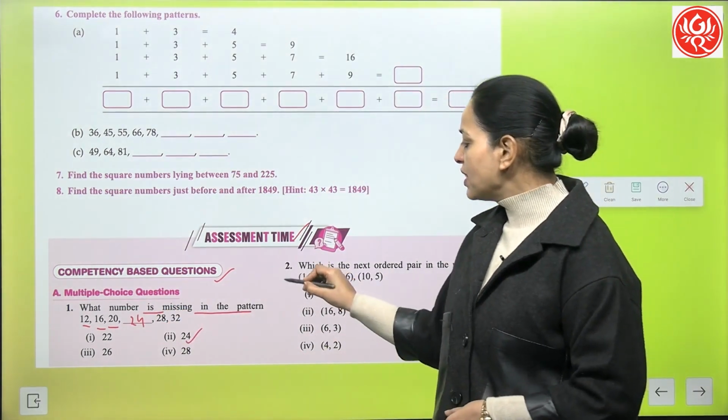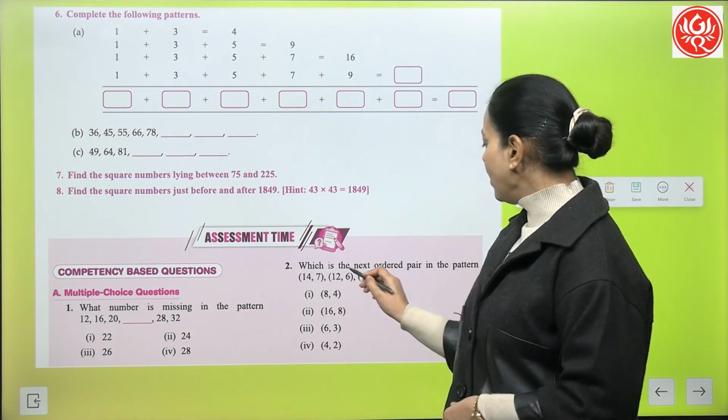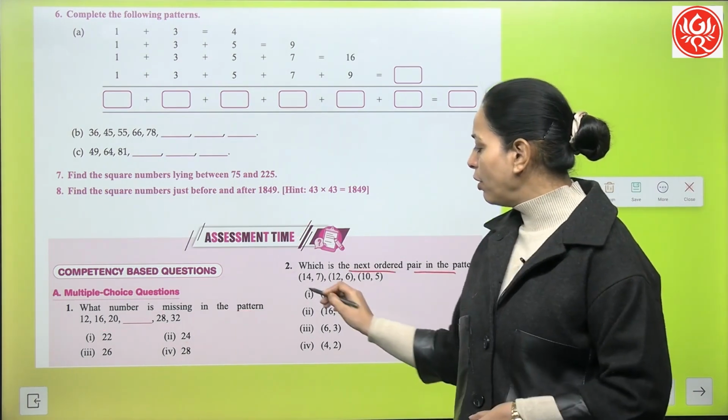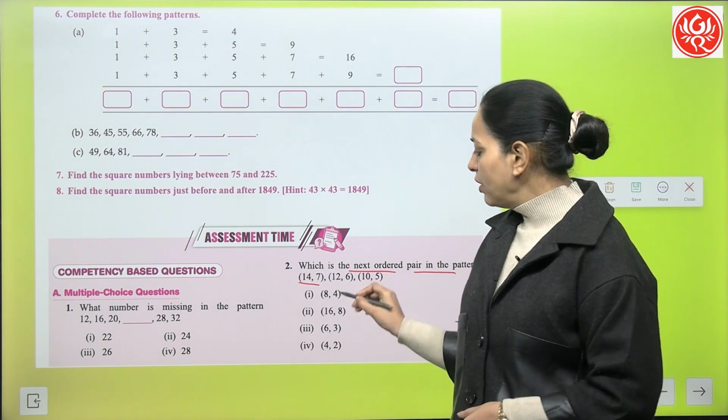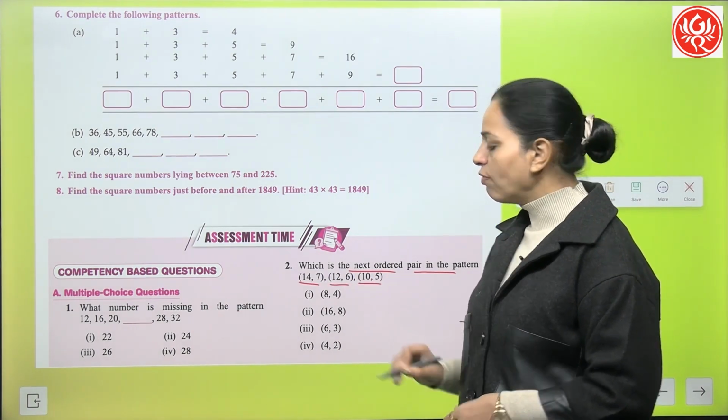The second one, which is the next ordered pair in the pattern 14, 7, 12, 6, 10, 5.